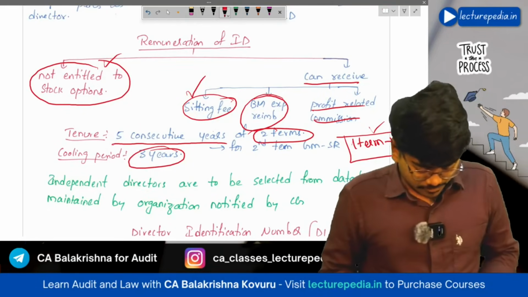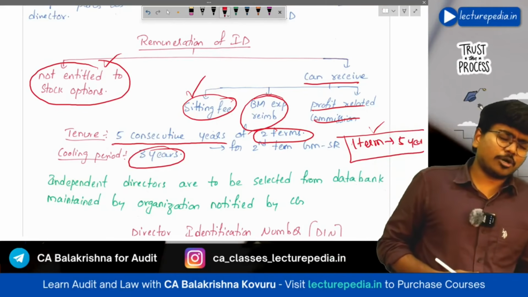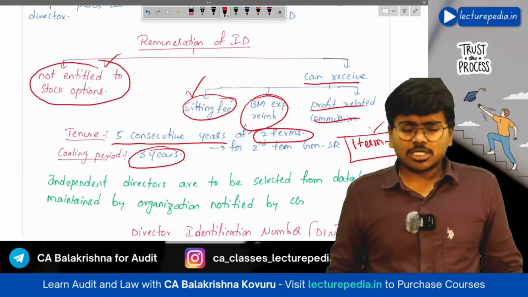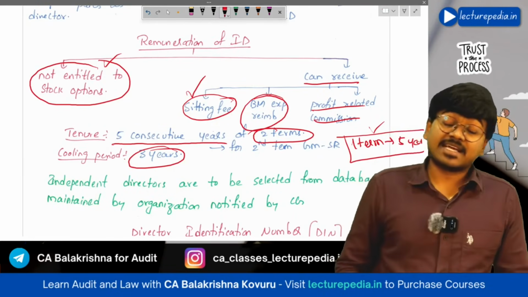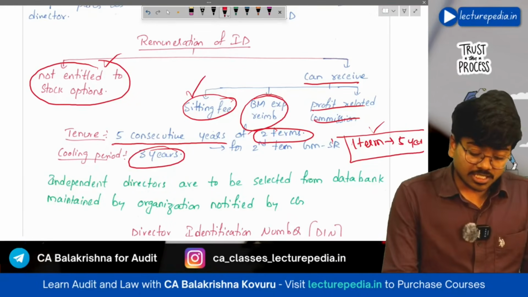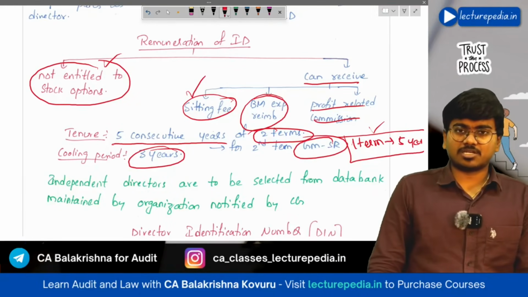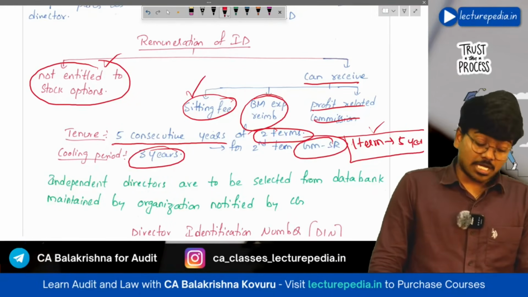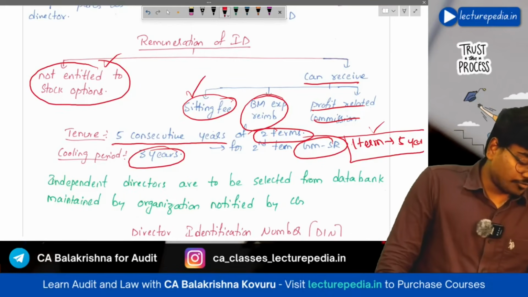Now, for the first time appointment of independent director, general meeting ordinary resolution is sufficient. But for the second time appointment of independent director, general meeting special resolution is required. That is another point.